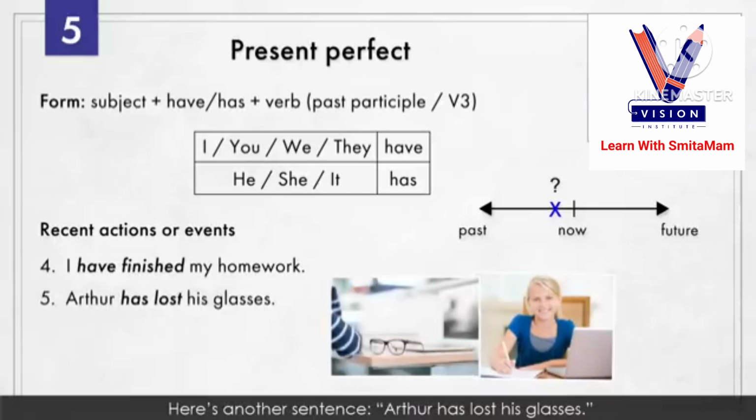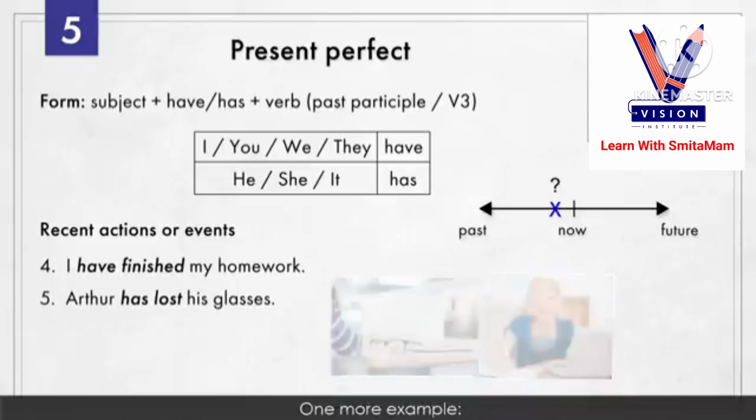Here's another sentence. Arthur has lost his glasses. We don't say when because the important thing is that now, Arthur doesn't have his glasses.